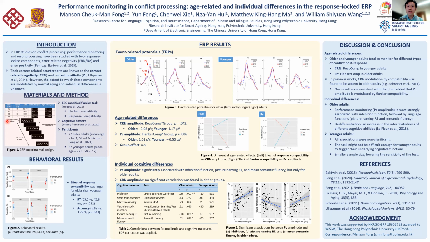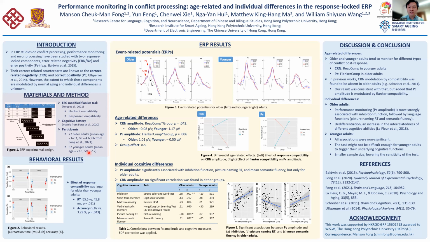In the present work, we aim to examine the associations with a wider range of cognitive functions. Specifically, we collected data from 8 more older adults and 32 younger subjects, making up a sample size of 72 older adults and 32 younger adults. Our main hypothesis was that performance monitoring is centrally relying on the inhibition function, memory-related functions, reasoning, or even language.